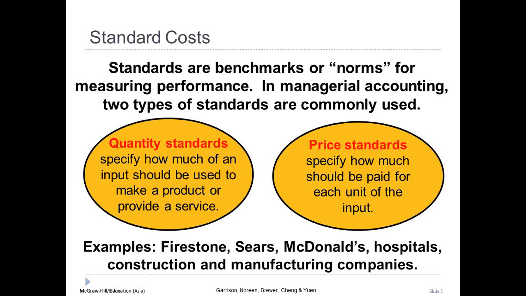Price standards specify how much should be paid for each unit of the input. For example, hospitals have standard costs for food, laundry, and other items. Home construction companies have standard labor costs that they apply to subcontractors such as framers, roofers, and electricians. Manufacturing companies often have highly developed standard costing systems that establish quantity and price standards for each separate product's material, labor, and overhead inputs. These standards are listed on a standard cost card.